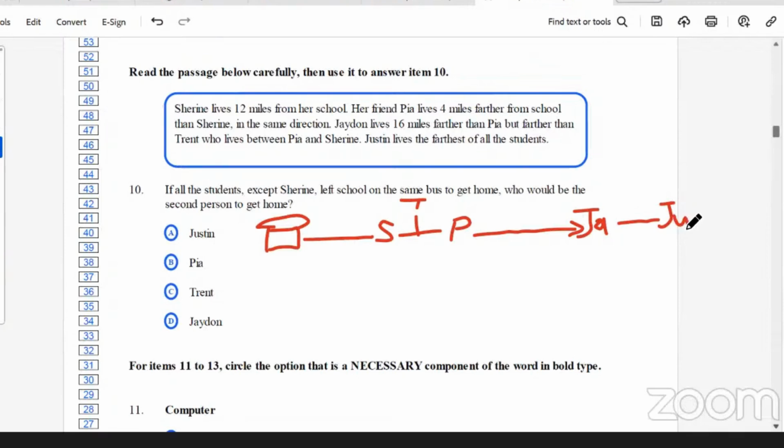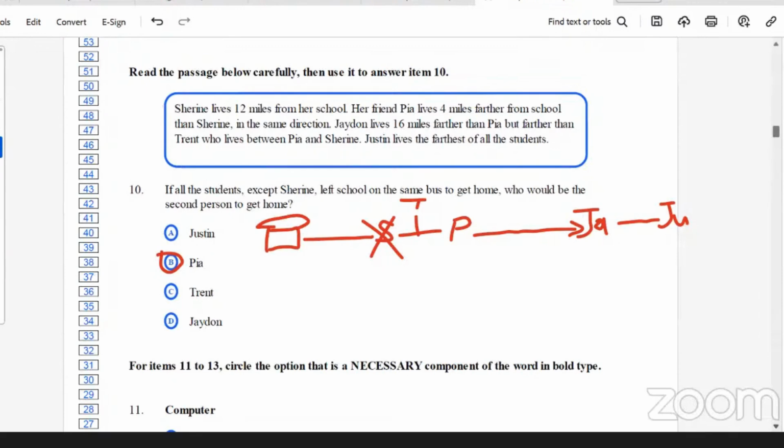Okay. So it says now, if all the students except Shireen left school on the same bus to get home, who would be the second person? So Shireen is not on the bus. So then if all the other students are on the bus, who would be the second person to get home? That would be Pia, because Trent would be first, then Pia. So the correct answer for question 10 would be B, Pia.